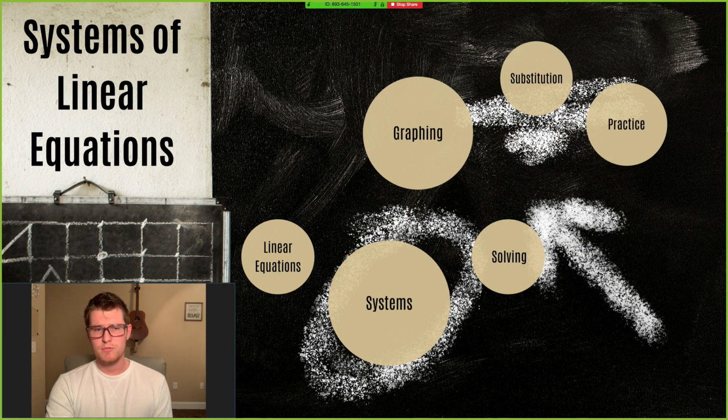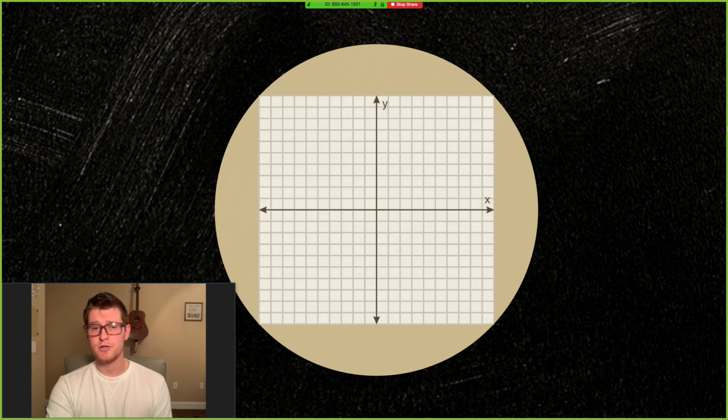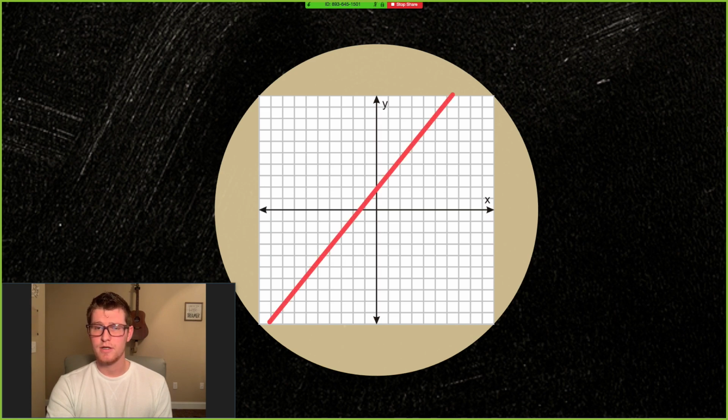So what do we mean when we say solving a system of linear equations? As we already talked about, any linear equation can be graphed on an xy coordinate plane. And if it is a linear equation, then it will be a straight line. So one linear equation may look like this, and another linear equation may look like this when graphed. As long as two lines are not parallel, somewhere on the coordinate plane, they are going to intersect.